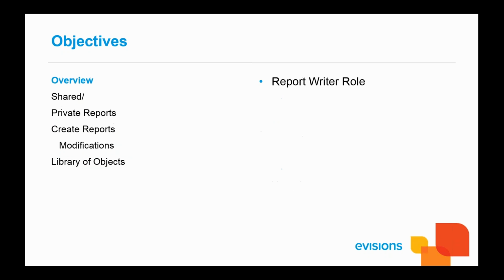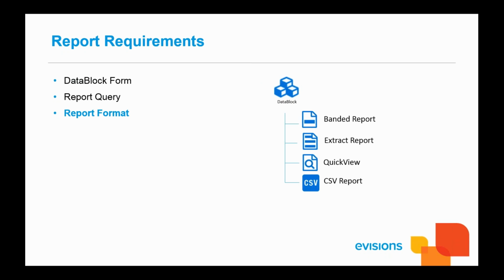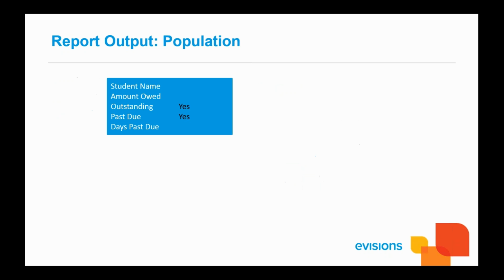First, we're going to provide an overview of what a report writer does. To create a report, we need 3 things: a data block form, a report query, and a report format. As a report writer, we use the information coming from the data block and create report formats for the report viewer to use. So as a report writer, we are dependent on the information coming from the data block to create our reports. For example, here we have created a report from a data block returning the students that have an outstanding balance and have a past due balance on their account.